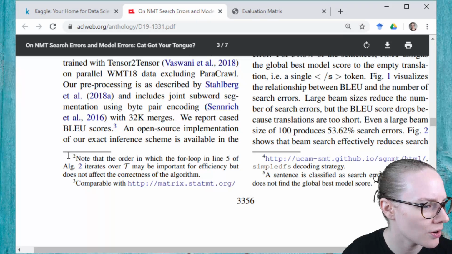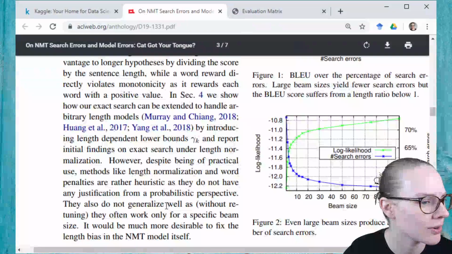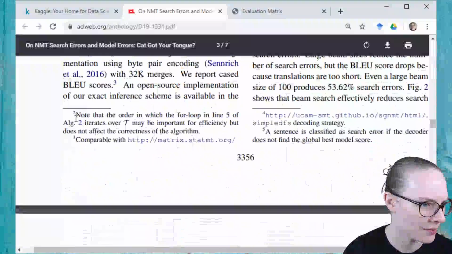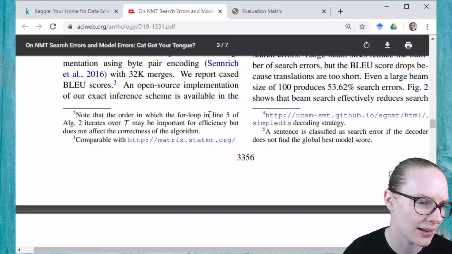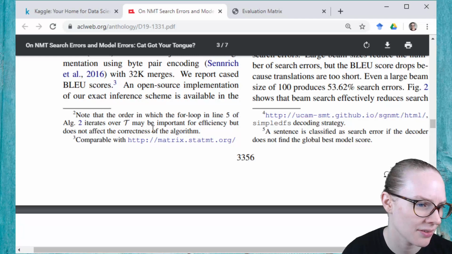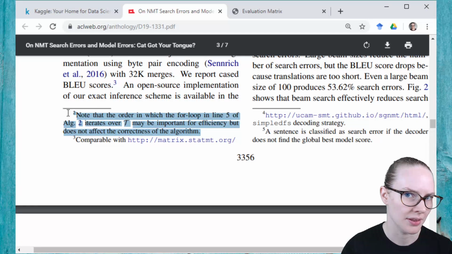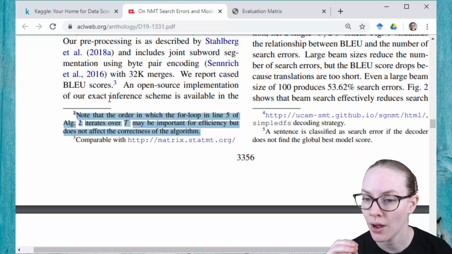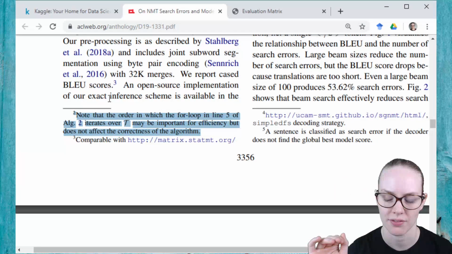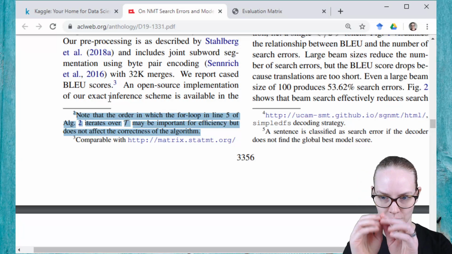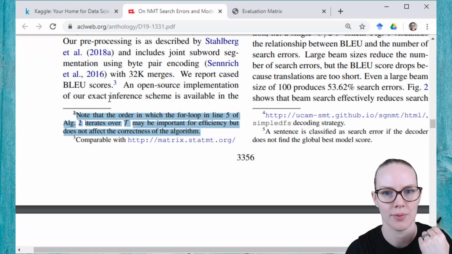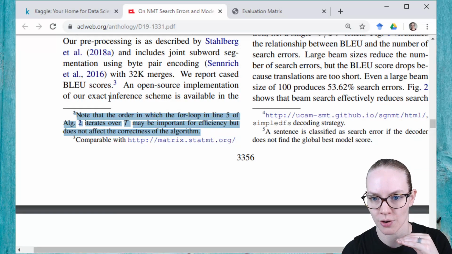Note that, all right, so footnote 2 here, where's that footnote from? So this is the footnote from up where they're describing the algorithm. Note that the order in which the for loop in line 5 of Algorithm 2 iterates over T may be important for efficiency, but does not affect the correctness of the algorithm. That makes sense, because if you can find a better candidate earlier on, it means that you can raise your threshold higher, which means that you can kick more stuff out, which means you don't have to evaluate it. And because it's a growing tree, removing a path evaluation sooner means that you can run much more quickly. But regardless, you're going to see everything.